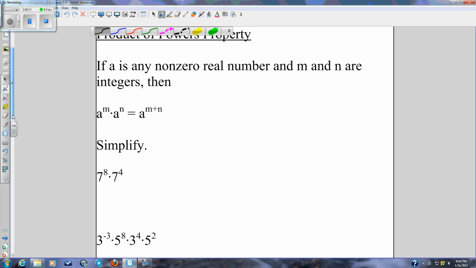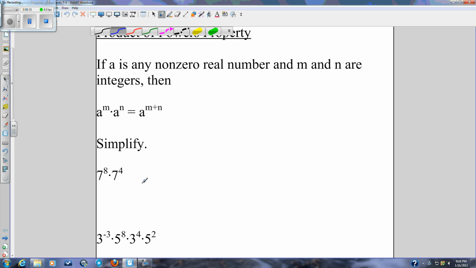So let's take a look at this. We have 7 to the 8th times 7 to the 4th. You're just going to say, since the bases are the same, they're both 7, 7 to the 8 plus 4, which gives you 7 to the 12th.